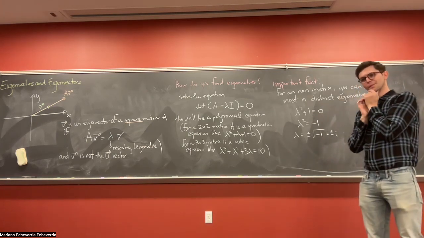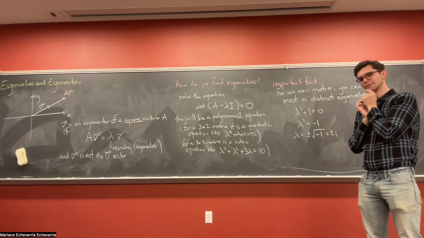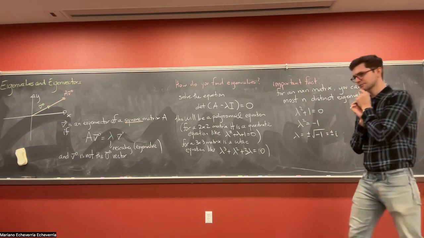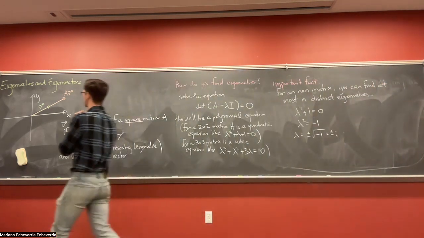I was just wondering, if you do get imaginary numbers, does that mean there's no way to do a scalar multiplication of the original vector? You always end up rotating it.